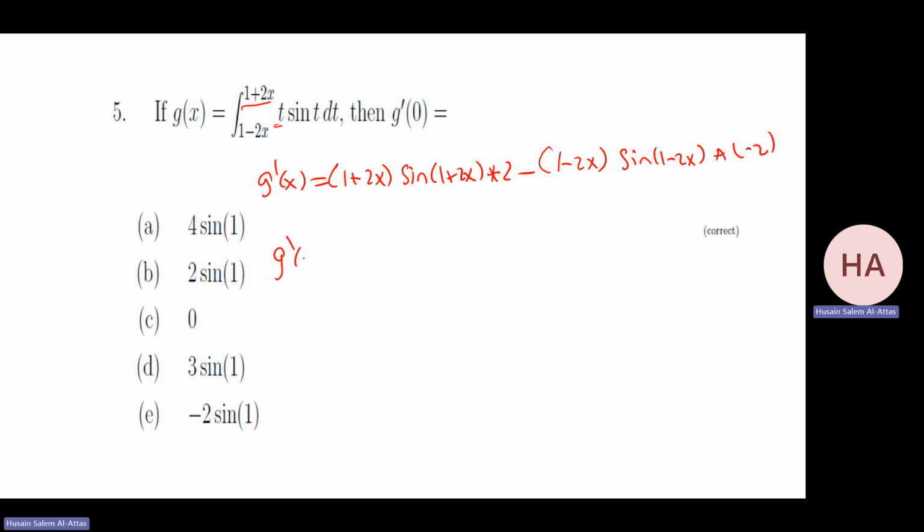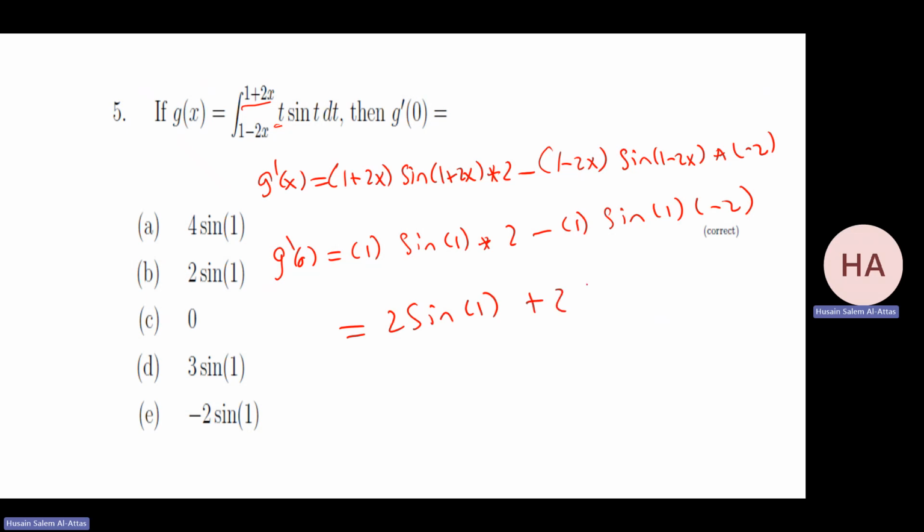Okay, g prime at 0. That will be 1 sine 1 times 2 minus 1 sine 1 times minus 2. So it will be 2 sine 1 plus 2 sine 1, which is 4 sine 1. What is sine 1? I don't care. That will be the answer.